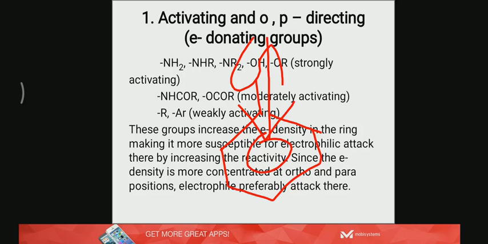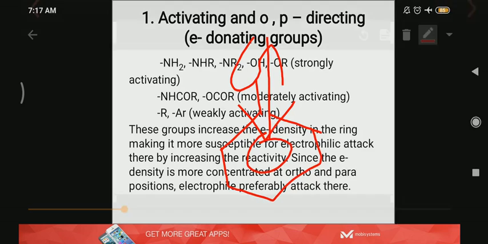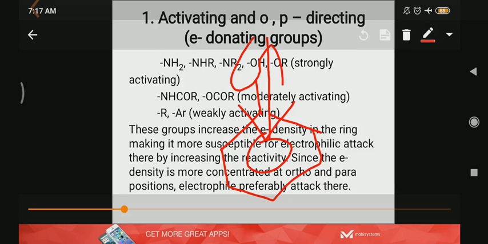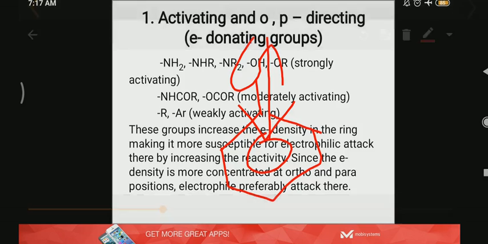Now the second point is they are ortho-para directing, because if we look into the resonance structures, we can see that electron density is more concentrated at ortho and para positions compared to meta, so the electrophile preferably attacks the ortho-para positions. Let's understand this point more clearly in the next slide.